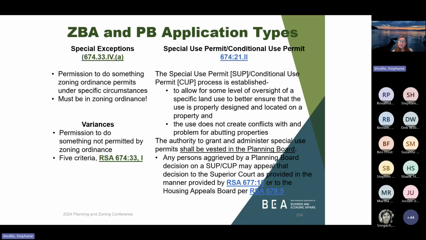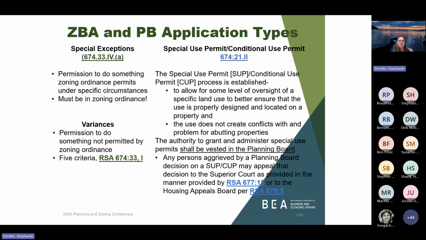And also a variance is different. The ZBA can attach conditions to a variance, but the planning board shouldn't be having anything to do with variances, unless it's a variance needed for a site plan, and they can condition a site plan based on obtaining a variance. But both boards have to stay in their lanes and know their lanes.